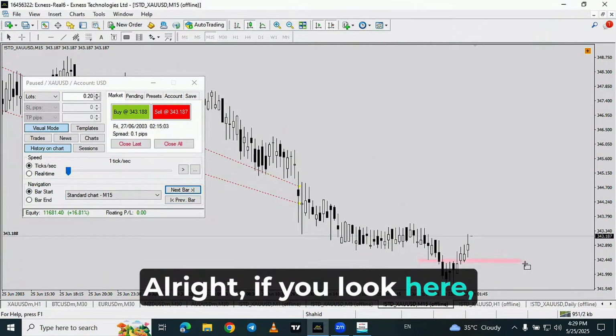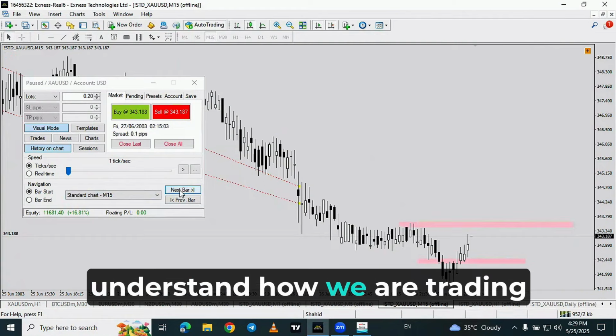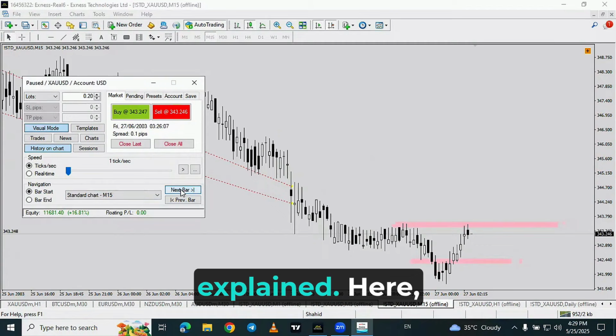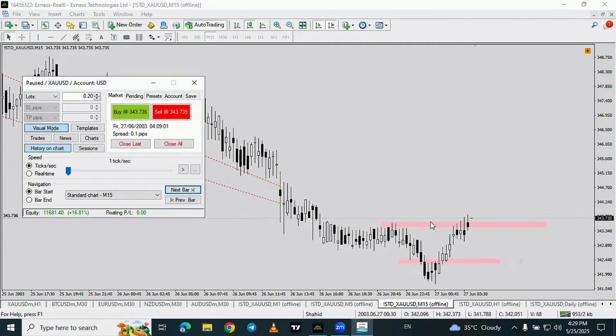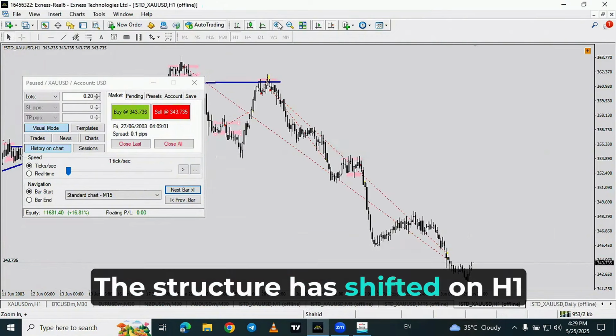All right, if you look here, for those who don't have an idea about this, watch the previous video to understand how we are trading this and the basis I have explained. Here the structure has shifted. The daily zone has also taken its low. The structure has shifted on H1 as well.